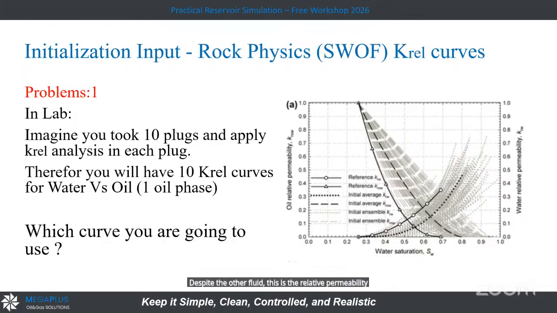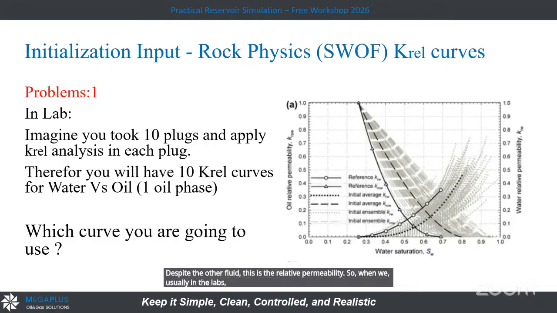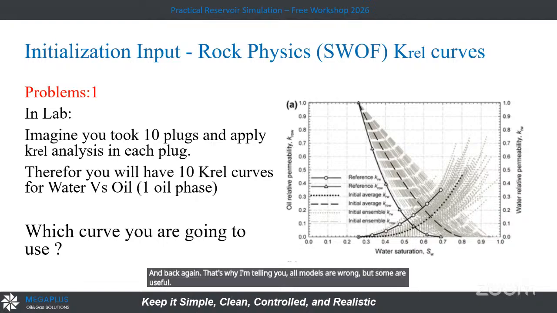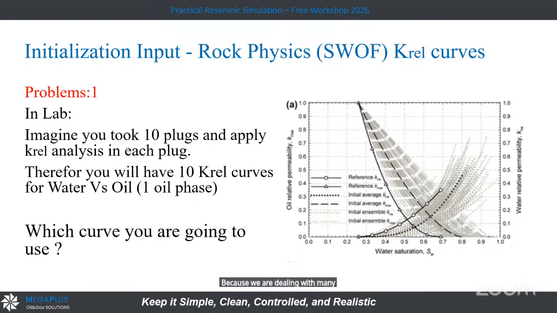So usually in the labs, we take many blocks and make a lot of relative permeability curves. Which curve will I insert? Here we have a problem. Which curve do I have to insert? And back again, that's why I'm telling you all models are wrong, but some are useful, because we are dealing with many averaging and normalizing.